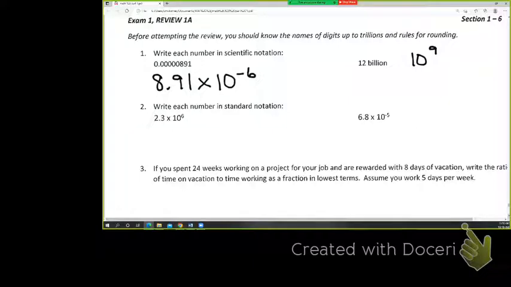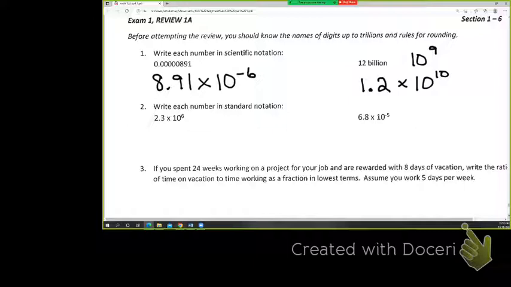But 12 times 10 to the 9th would not be scientific notation. So then I have to adjust and make it 1.2 times 10 to the 10th. Notice it is not 1.2 to the 10th. It's 1.2 times 10 to the 10th.